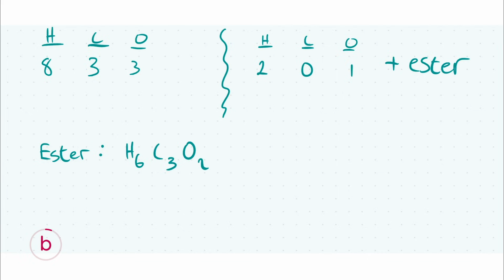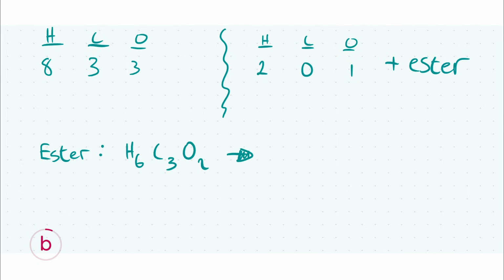So in this case, what we have is 8 hydrogens minus 2 hydrogens, so we're going to have 6 hydrogens. We have 3 carbons on the left and 0 on the right, which means that we need 3 more carbons. And then we have 3 oxygens on the left and 1 on the right, so 3 minus 1 is going to give us 2 oxygens. So this is going to be the formula for our ester.